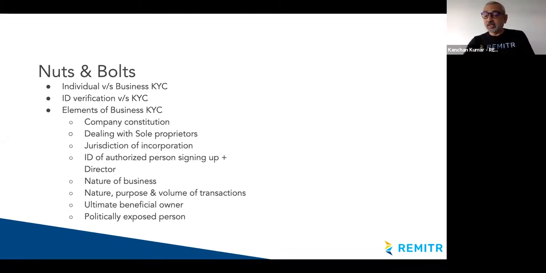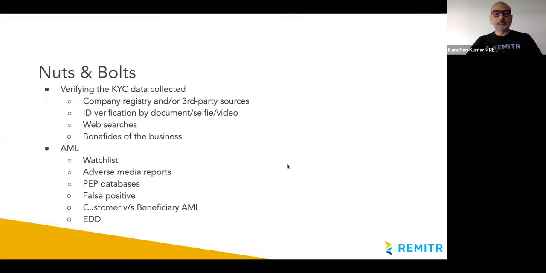One of the relatively newer phenomena, but which is extremely important, is politically exposed persons. Politically exposed persons are people who are either politicians or people associated with them who might influence a particular transaction. Once you've collected all of this data, the onus is on us as a regulated entity to verify this data.